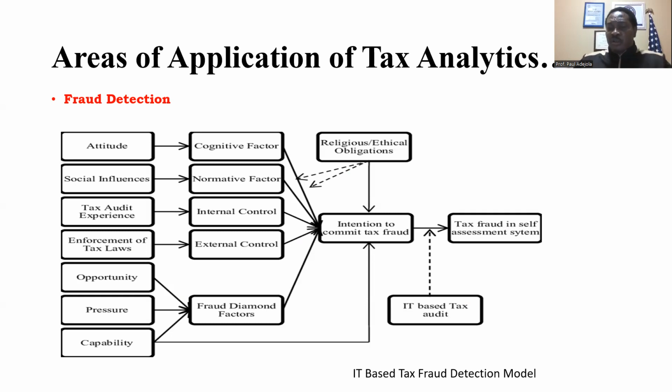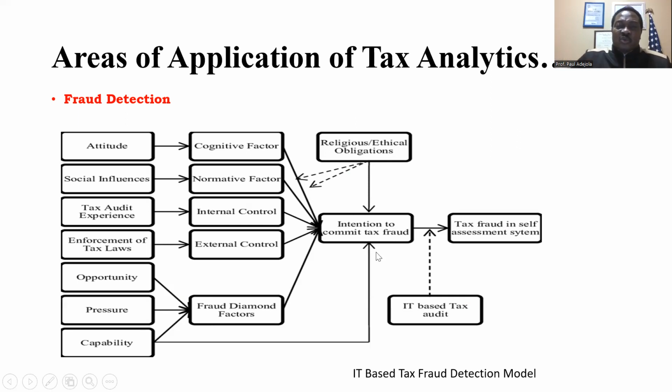I traveled out for a conference in one of these developed countries, and I was about to buy an Android phone. And the guy in the store told me, if you are paying cash, you pay me $700, but if you are paying using your card, it's $900. He doesn't want to disclose some of the income. So if you check here, still on the screen, you see religious and ethical obligations, intention to commit tax fraud. What are the intentions?